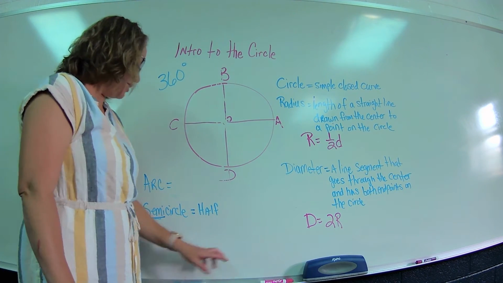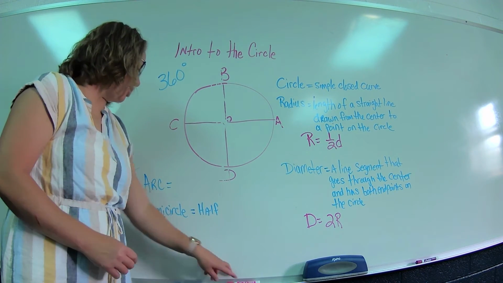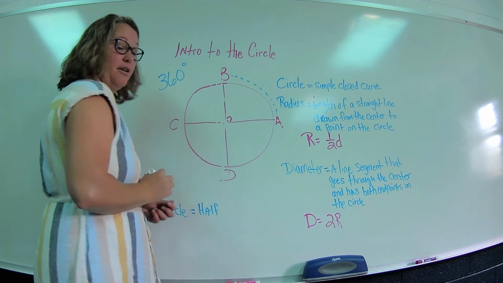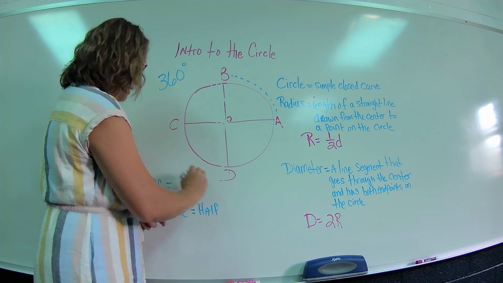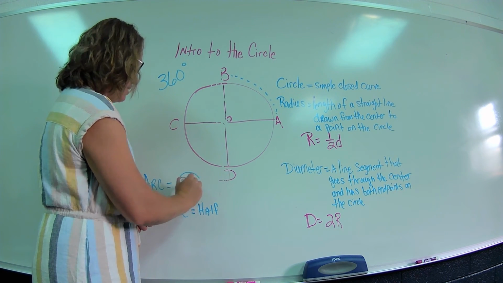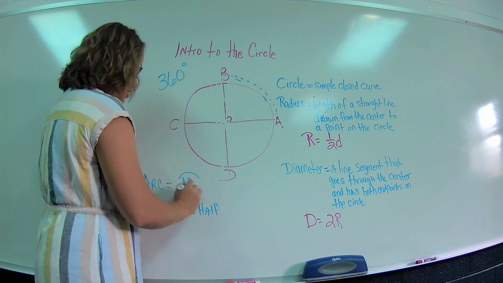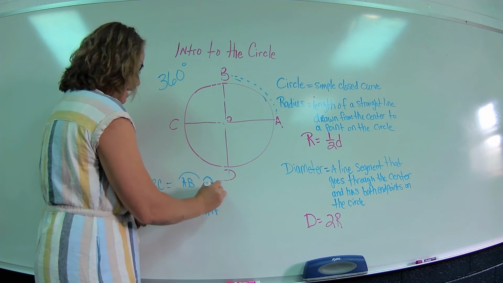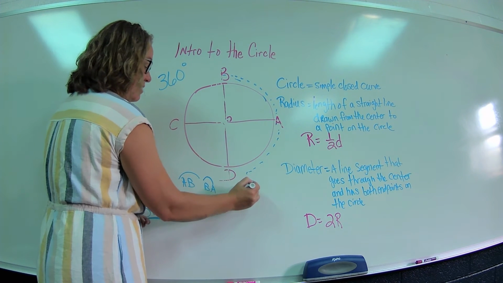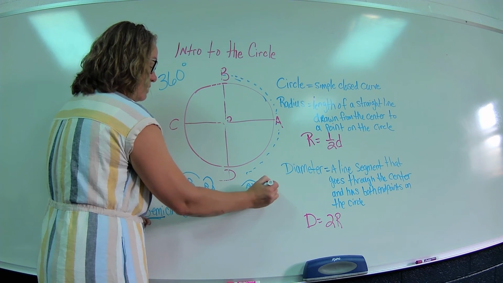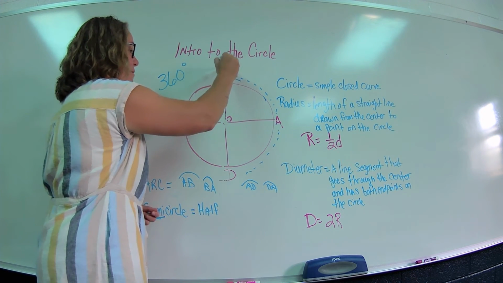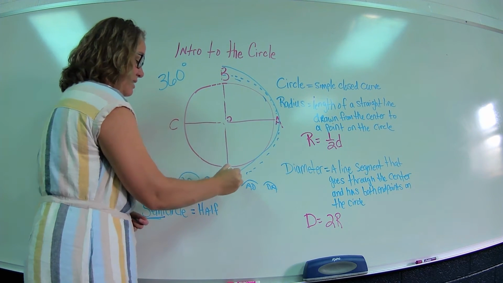All right? Also part of a circle is you have what's called an arc. An arc is just part of a circle. You'll see arc written like that, an arc, so we could have arc AB, or you could have arc BA. Now, I could also have arc AD or DA.